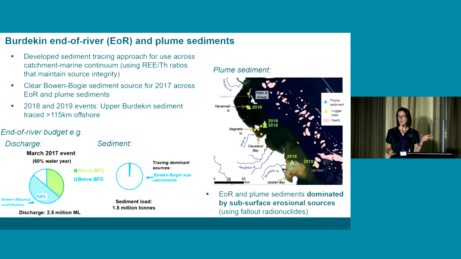Importantly, for both end of river and flood plume samples that were collected across all three events, these were sourced to the upper Burdekin in the subsequent years, and in 2017 to the Bogie. All of that sediment was dominated by subsurface erosional processes. This is the first time we've been able to extend our knowledge of catchment processes and sources out into the marine environment and really into those secondary plume waters travelling long distances from the river mouth, where we've got low concentration sediments.